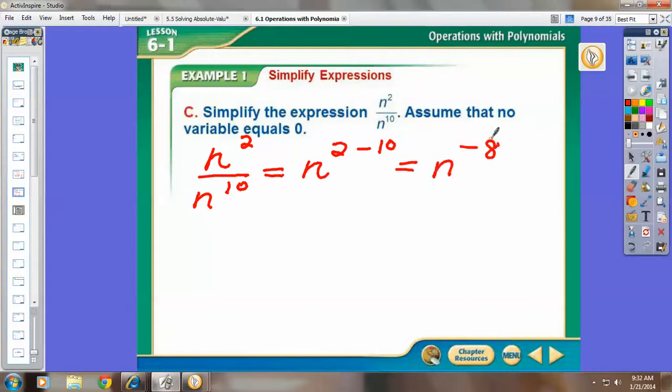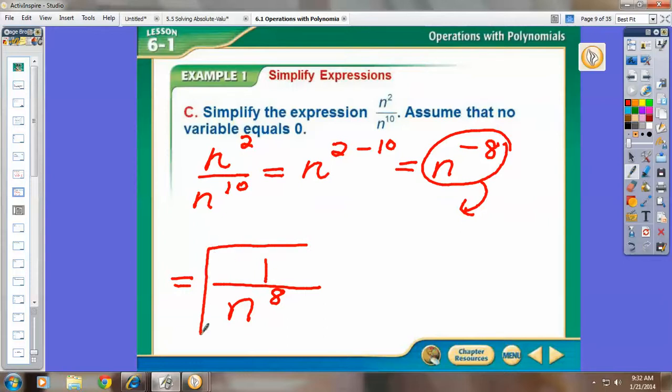So we have n to the negative 8. Again, we cannot leave a negative exponent in our final answer. So if we have a negative exponent, we need to cross the line and change our sign. So we're going to take n to the negative 8th and move it to the bottom side. Cross that line and change our sign. It's now a positive 8. What do we put in the numerator if there's nothing left? A 1. 1 over n to the 8th.